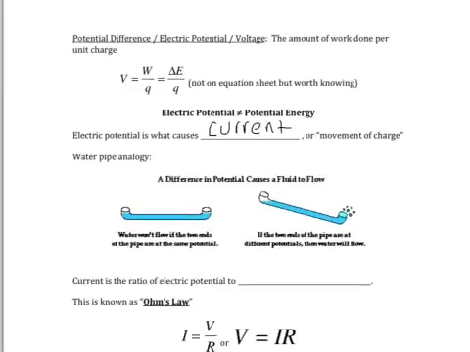So we look at the statement below. Electric potential is what causes current or movement of charge. Now it's important to note that electric potential does not equal potential energy. Potential is a change in energy per charge, but they don't mean the same thing. So just be careful with those words. If you don't see the word energy and just potential, that's electric potential, not potential energy.